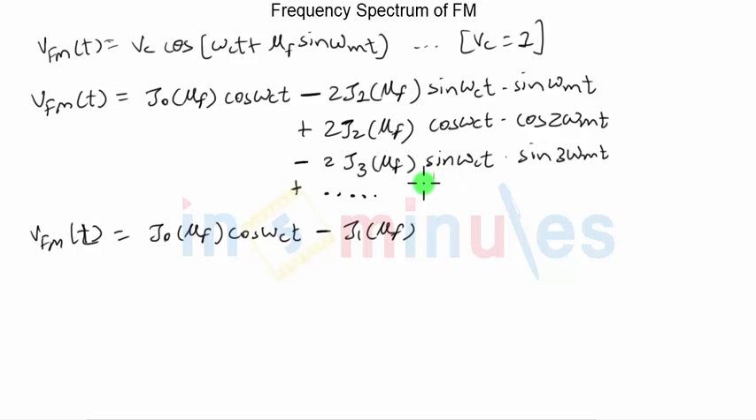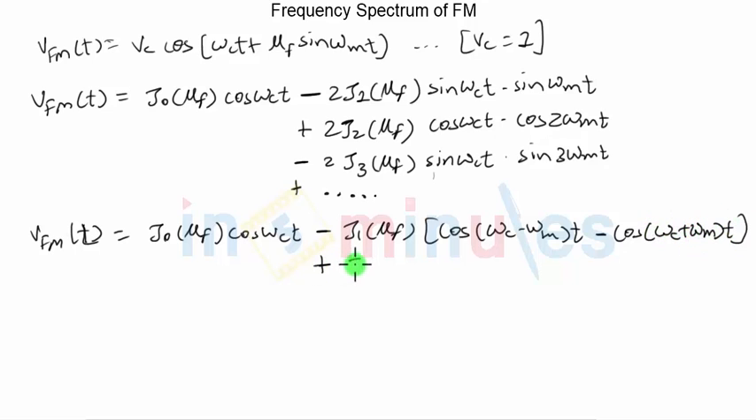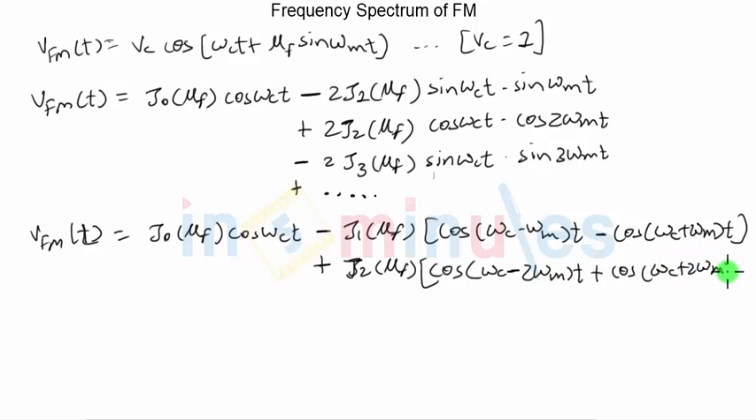The formula goes something like this. It becomes cos A minus B, which is omega C minus omega M T first, minus cos A plus B. So A plus B will be omega C plus omega M T. Next will be J2F written as it is, J2 of mu F. And I'll take 2 cos A cos B. The formula goes cos A minus B. In this case, it will be omega C minus 2 omega M. This time it is plus cos A plus B, which is omega C plus 2 omega M.